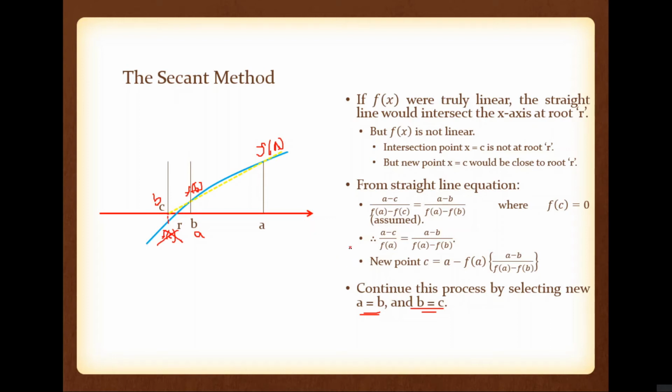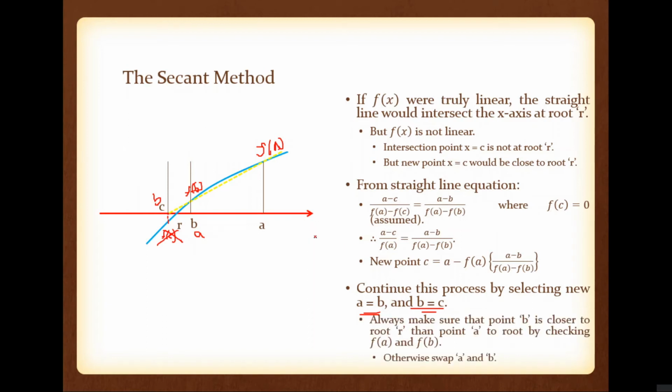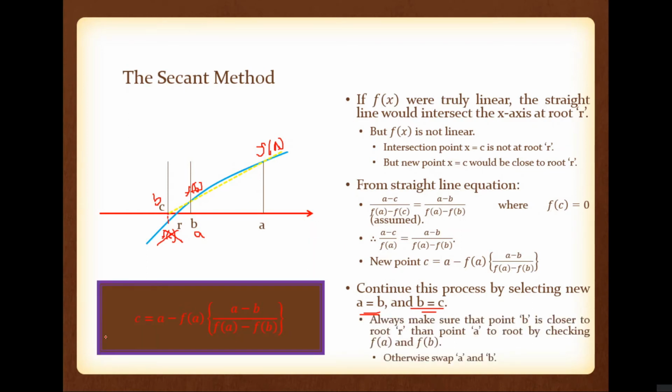So for comparison purpose, for all these methods, we are going to take the same example. Okay. So this is the equation that we are going to use. Put it in a rectangular box. C is equal to a minus f of a into a minus b divided by f of a minus f of b. That we are going to use.